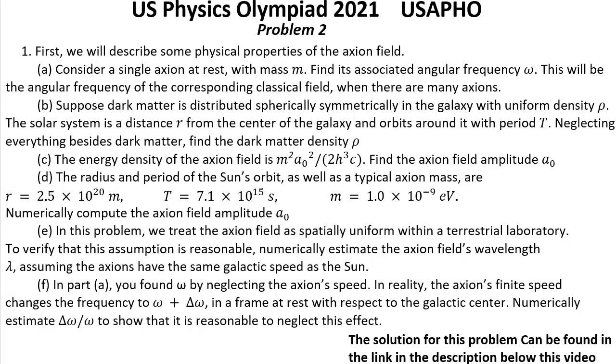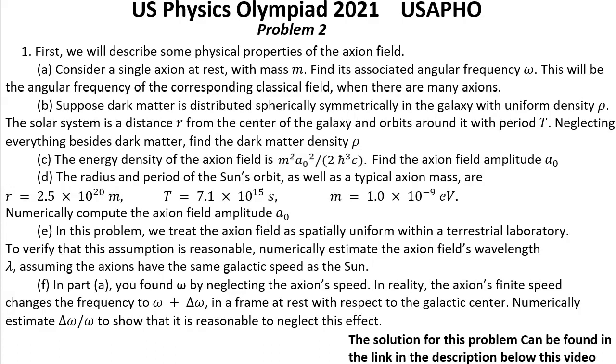A. Consider a single axion at rest with mass m. Find its associated angular frequency ω. This will be the angular frequency of the corresponding classical field when there are many axions. B. Suppose dark matter is distributed spherically symmetrically in the galaxy with a uniform density ρ. The solar system is a distance r from the center of the galaxy and orbits around it with a period T. Neglecting everything besides dark matter, find the dark matter density ρ.